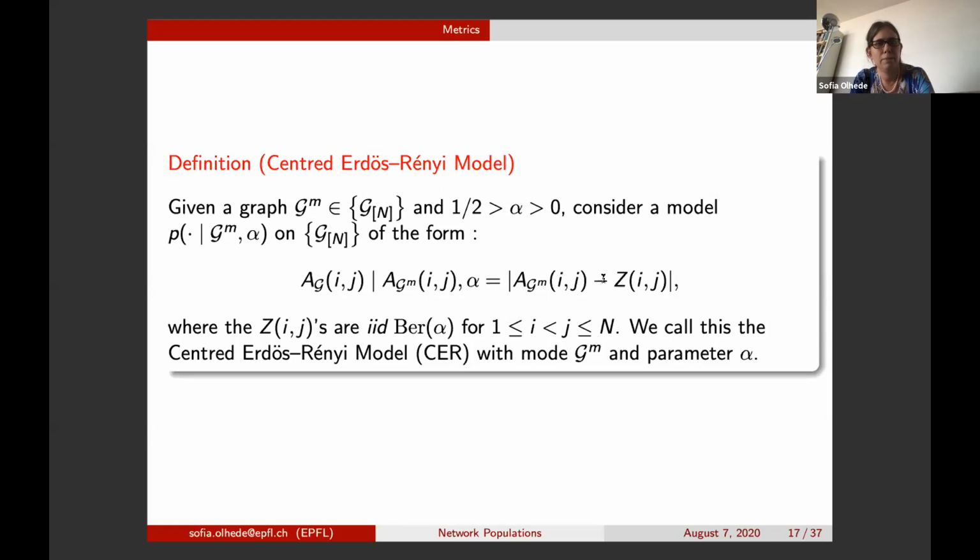And the simplest possible way we could generate multiple graphs, which were slightly different, is simply to flip. So we flip some edges into non-edges and some non-edges into edges. And we can do this independently across the graph and have a probability of flipping. And we call this the centered Erdős-Rényi model because it is like an Erdős-Rényi, except it's flipping from a given graph. It's not flipping to create the graph, it's just modifying the single given graph.